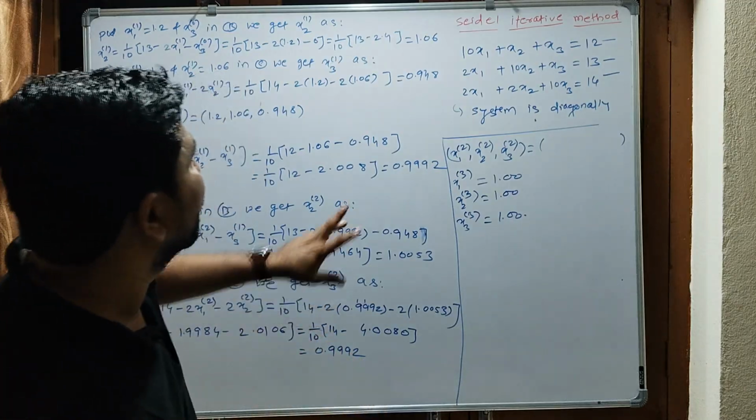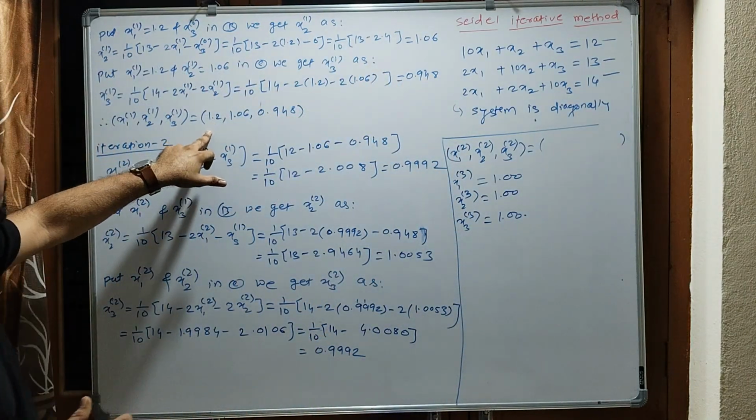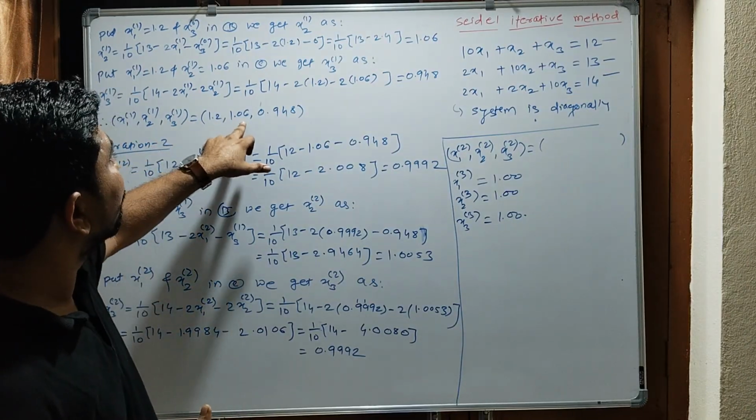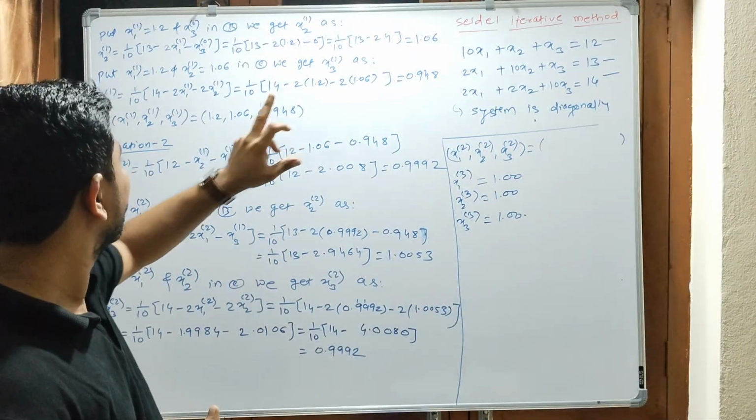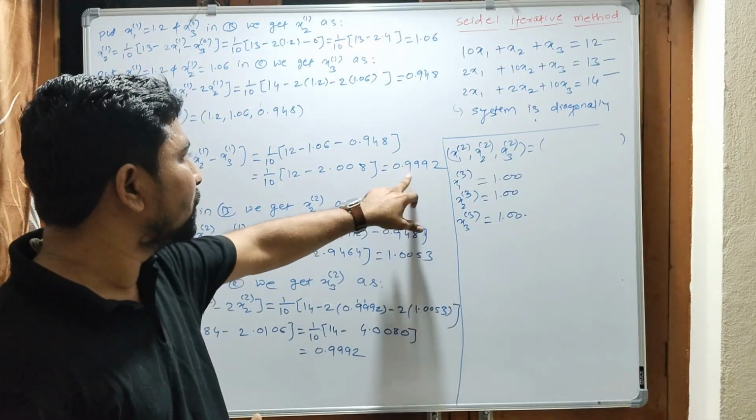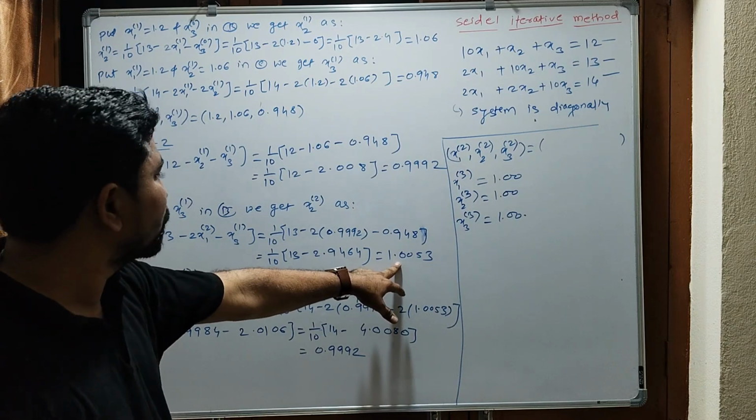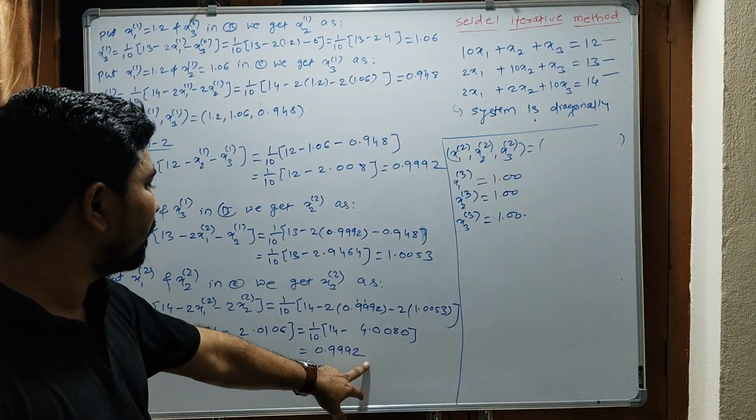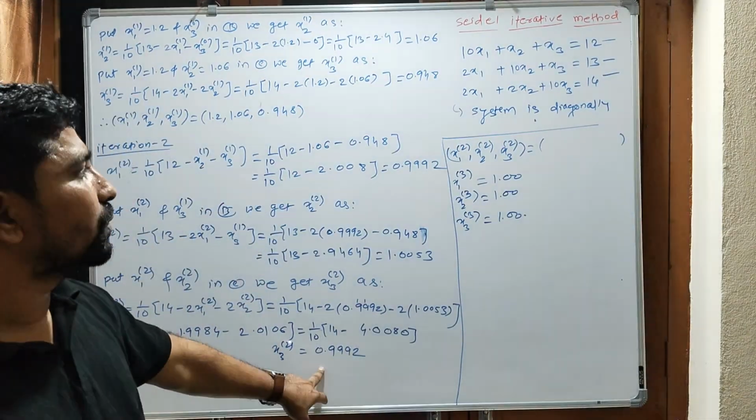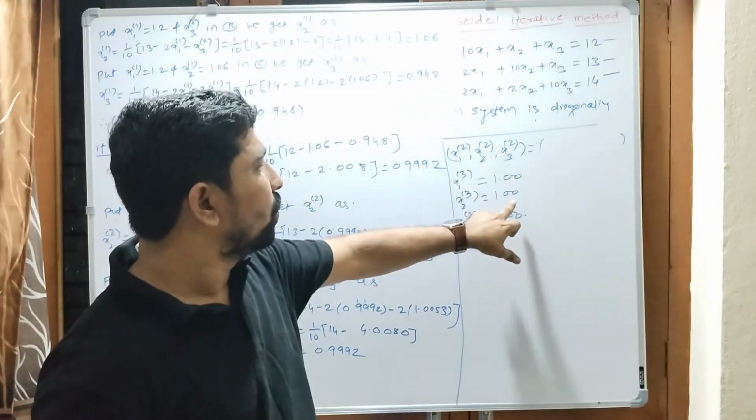You can observe one thing. At the 0th iteration, this is my 1.2, and x1 at 1, x2 at 1, x3 at 1 are approximately equal to 1. In the second iteration also, x1 at 2 is 0.9992, which is approximately equal to 1, and x2 at 2 and x3 at 2 are also approximately equal to 1. In x1 at 3 you will get 1, 1 and 1.